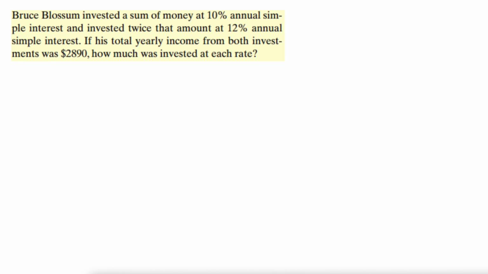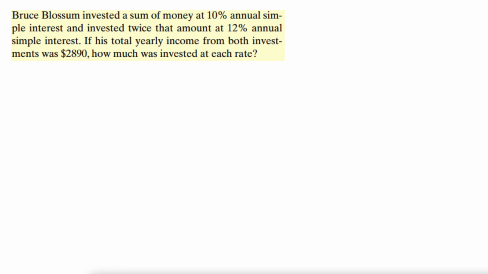Problem for you to try. We have two accounts. Bruce Blossom invests a sum of money at 10% annual simple interest and invested twice that amount at 12% annual simple interest. If his yearly total income from both investments was $2,890, how much was invested at each rate?